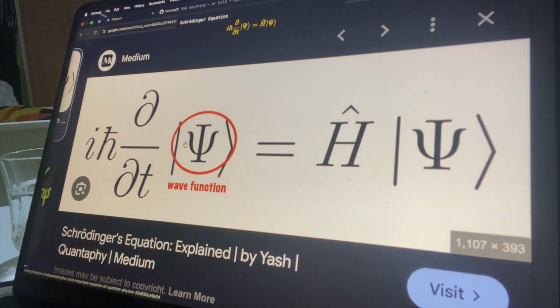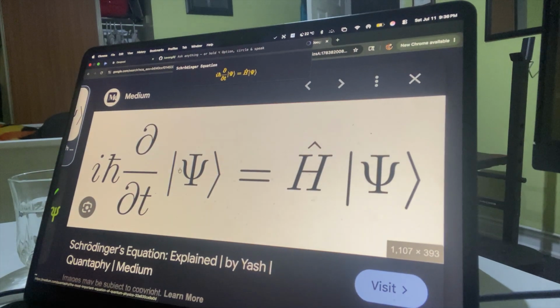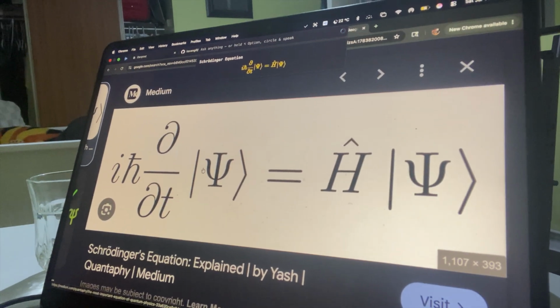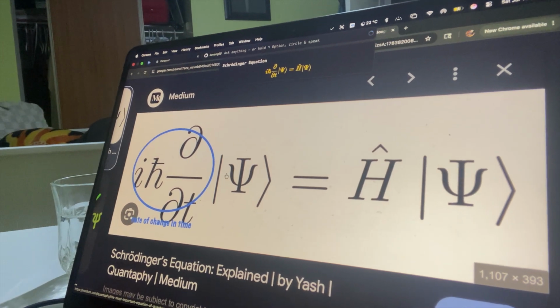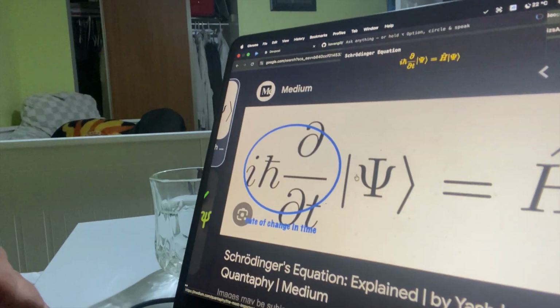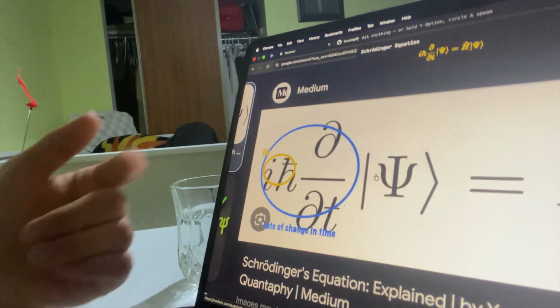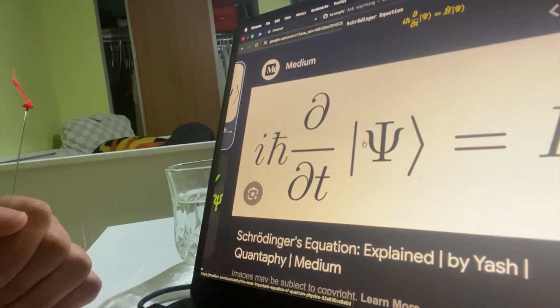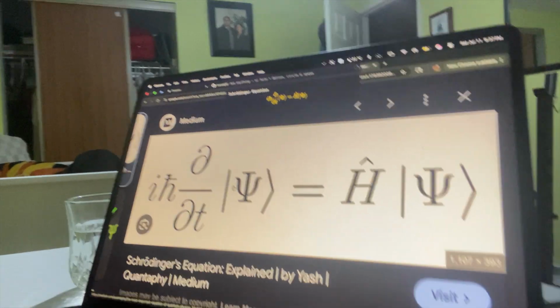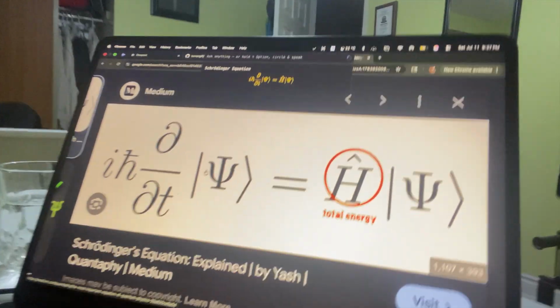Over here on the left, this part means how fast is the wave function changing in time. It's a rate of change. The little i in front is just a scaling factor. h-bar is Planck's constant, which sets the scale of the quantum world. Now on the right, with labels, this H hat is the Hamiltonian operator. It represents the total energy of the system.